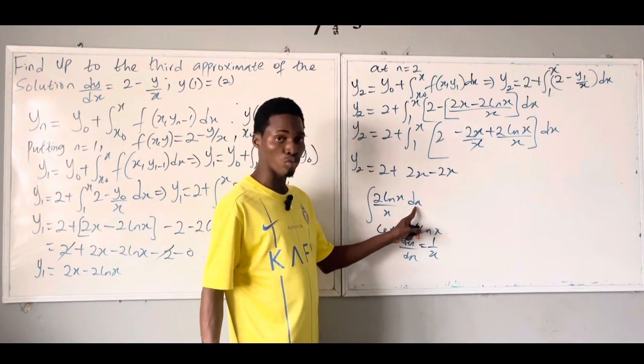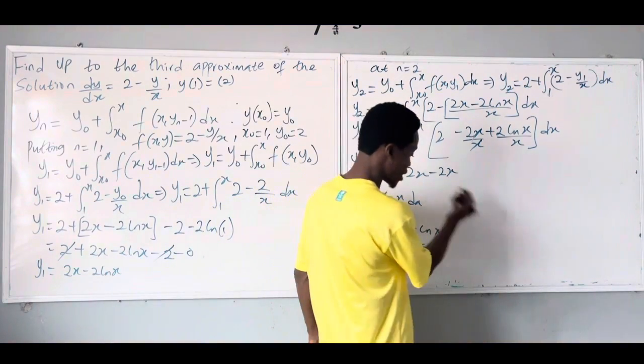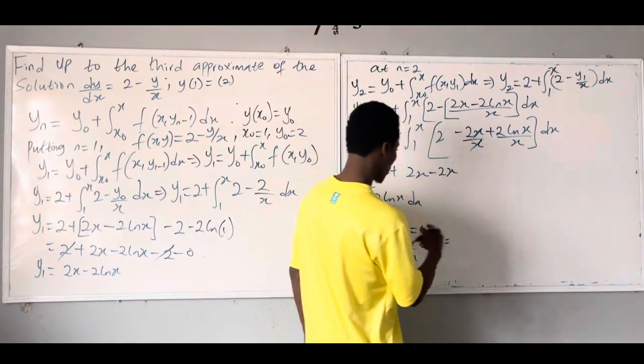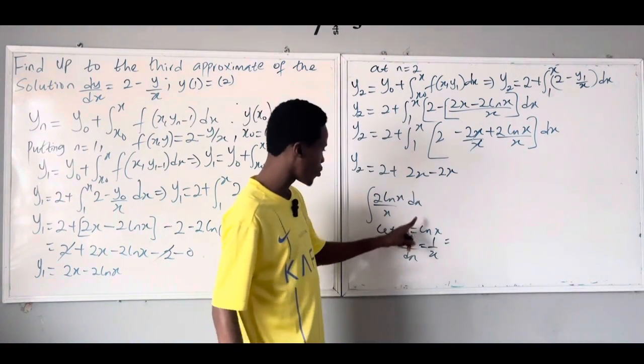So what do we have here? What do I have here? I have 2. So I can take 2 outside. If I take 2 outside, what am I going to have? I'm going to have ds here and 2. So let us solve for ds. What do I have here?